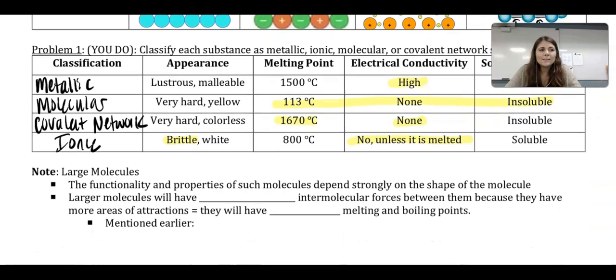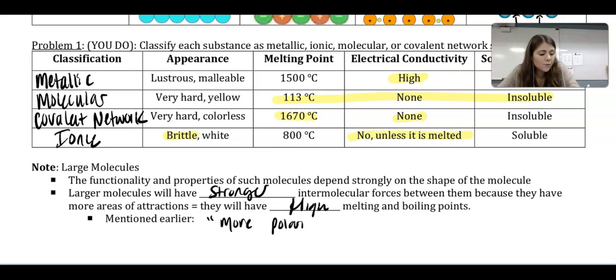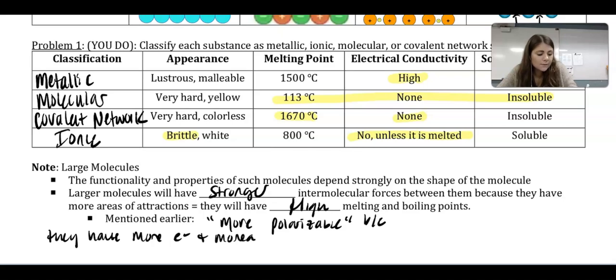All right. Last little thing, let's talk about large molecules once again. We did talk about it in 3.1, and I want to bring it back. Larger molecules will have stronger intermolecular forces between them. Because there are more areas of attraction, they're going to have high melting and boiling points. As mentioned earlier, larger molecules we say are more polarizable because they have more electrons and more areas of attraction.